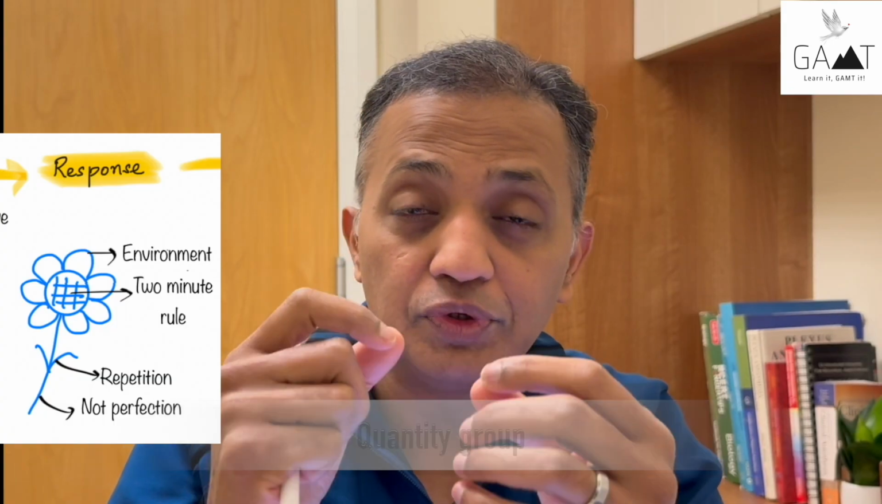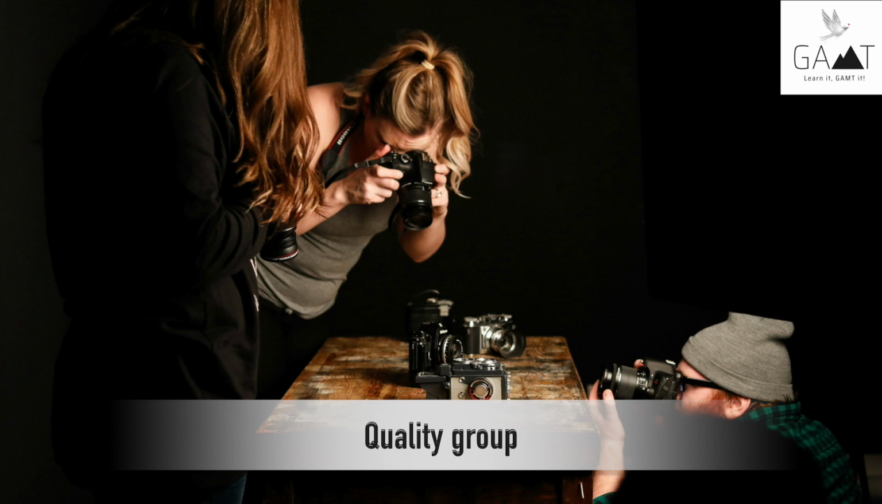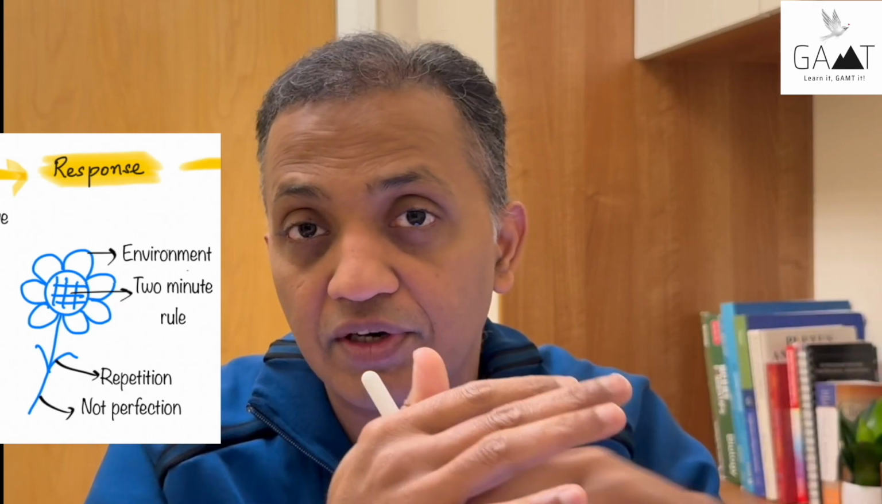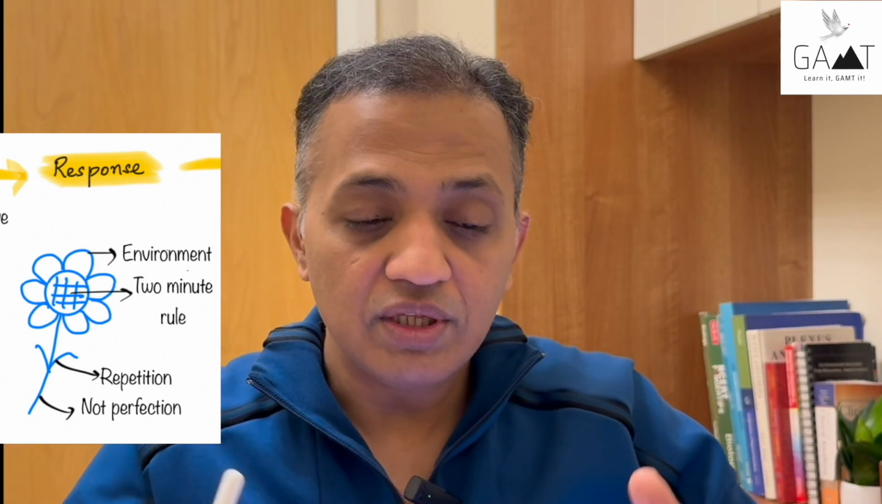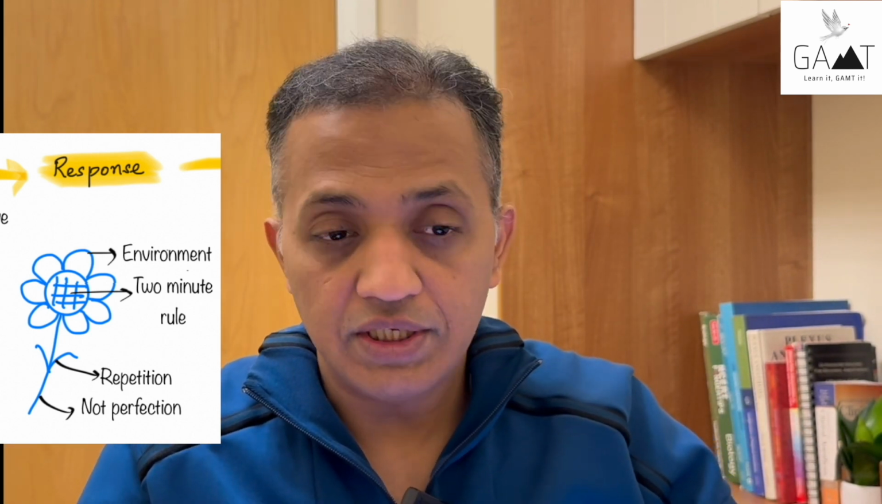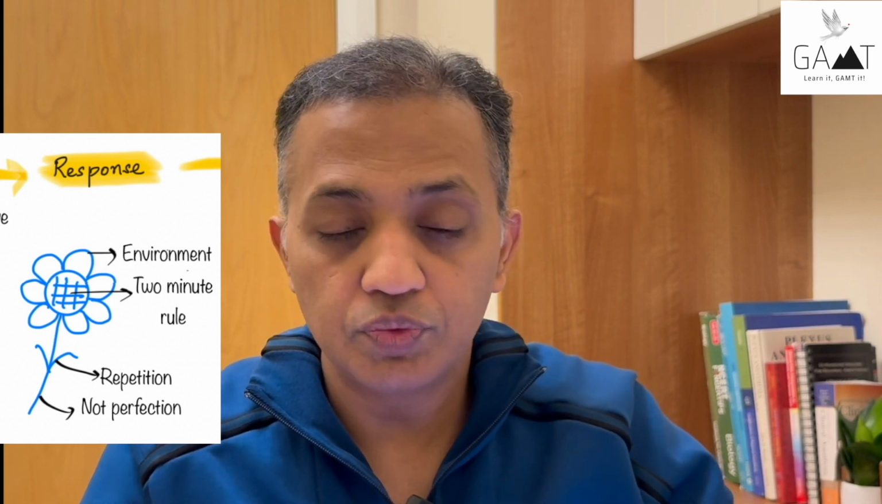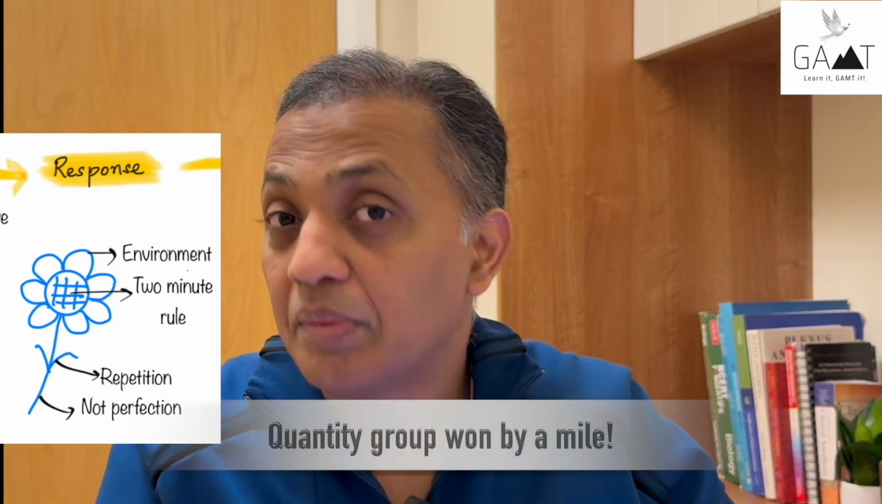The second group was asked to produce one best photograph by the end of the month. The quantity group kept on capturing more and more pictures. They generated hundreds of pictures. And the quality group aimed at getting one perfect picture. At the end of one month, when they looked at the quality of the pictures taken by both groups, the quantity group won by a mile.